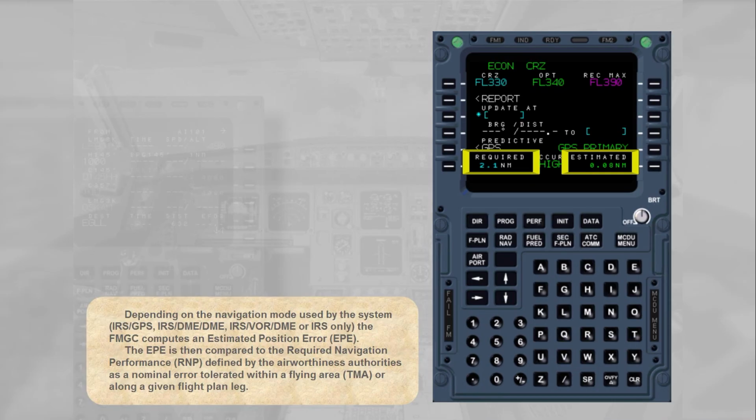Depending on the navigation mode used by the system, IRS GPS, IRS DME DME, IRS VOR DME, or IRS only, the FMGC computes an estimated position error, EPE. The EPE is then compared to the required navigation performance, RNP, defined by the airworthiness authorities as a nominal error tolerated within a flying area, TMA, or along a given flight plan leg.